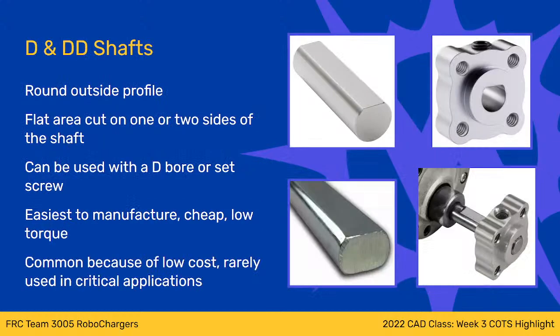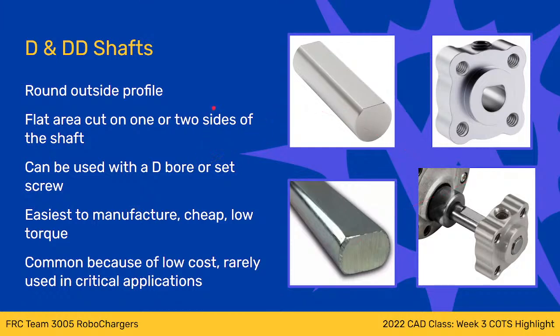All right, so we're going to talk about D shafts and also double D shafts, which are essentially two forms of the same thing. Once again, it starts as a round outside profile, and they basically just cut a flat on one side, and the flat can have varying heights, right? And then for a double D shaft, they just cut a flat on the other side. It just starts out as a round bar, and they just flatten the top and flatten the bottom, and it's a double D shaft.